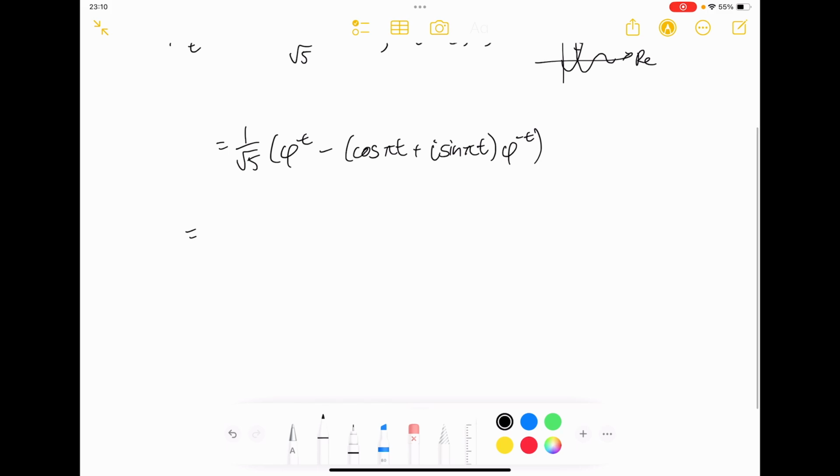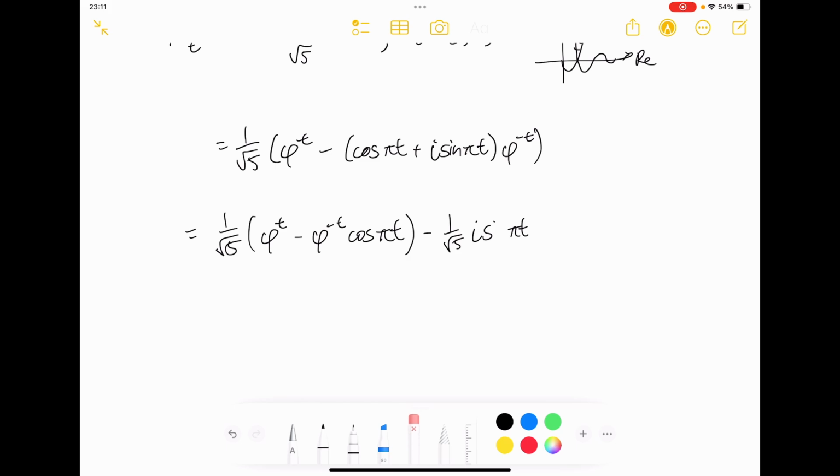And we'll expand this, so we'll do real and imaginary. If I keep the 1 over root 5 out for the real and imaginary, I'll get phi to the t minus phi to the minus t times the cosine bit, and then just for safety, I'm just going to rewrite the 1 over root 5, and then I'm going to get 1 over root 5 times i sine pi t.